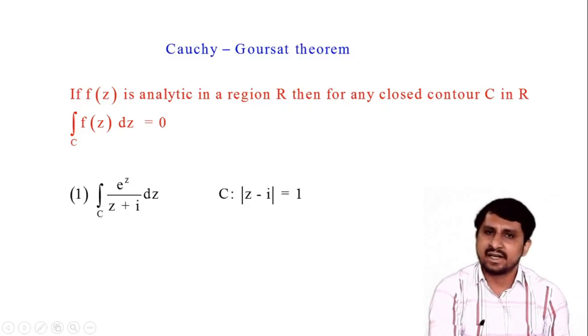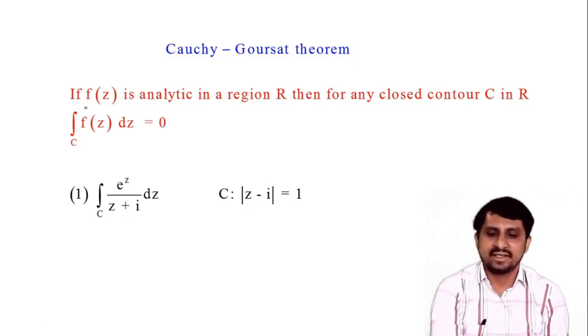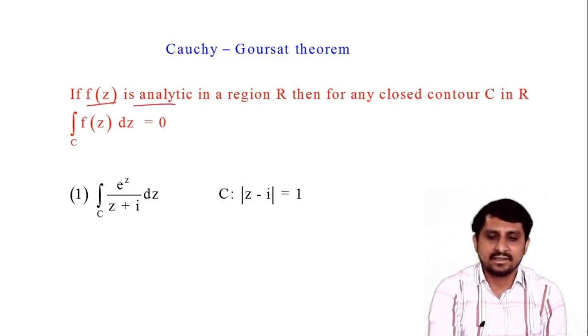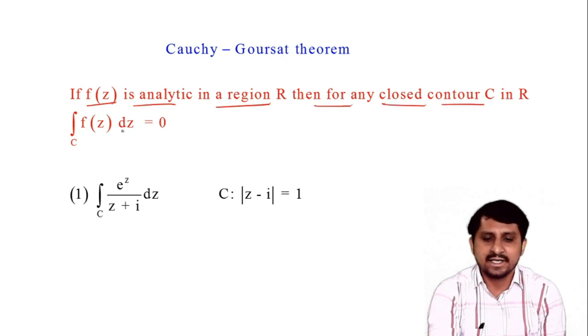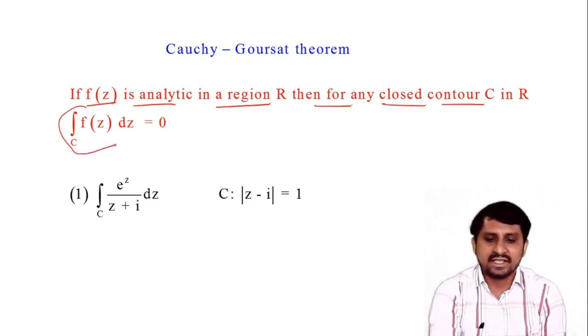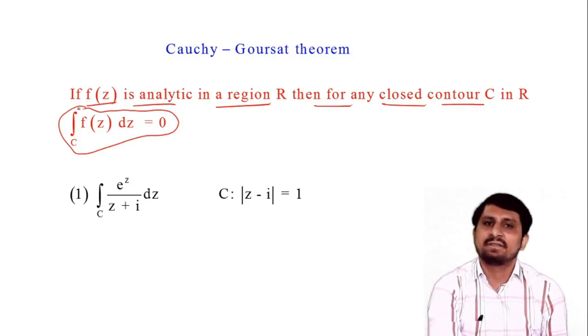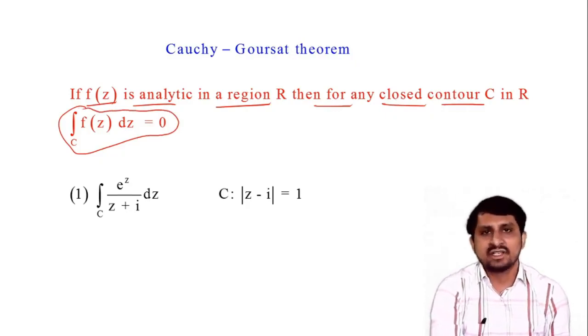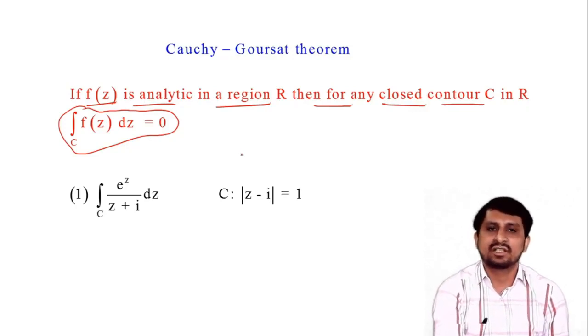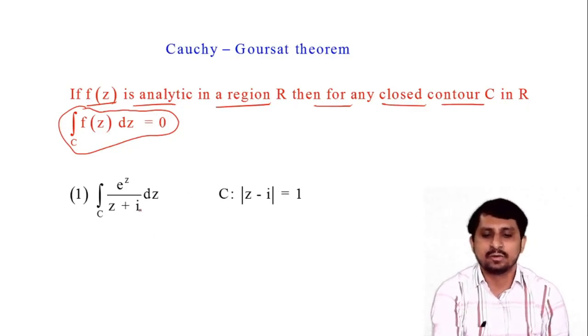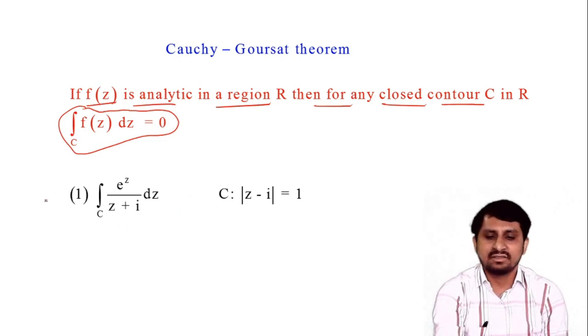Cauchy-Goursat theorem. Try to understand first of all the statement of this theorem, what it says. If f of z is analytic in a region R, then for any closed contour C in R, the value of the integration of f of z dz is equal to 0. That means if f of z is analytic throughout the region R, the integral of f of z over the contour C is always 0. Here is our first example.